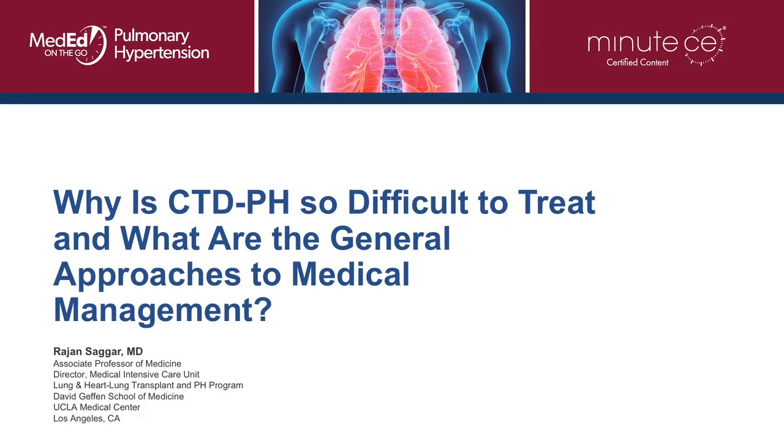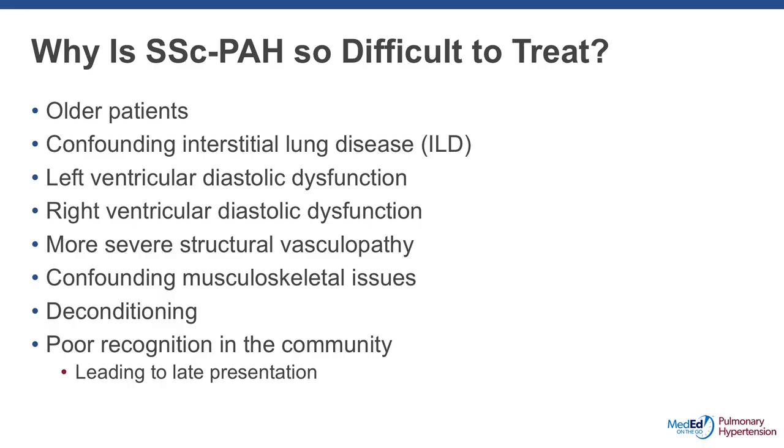The question in front of us today is, why is connective tissue disease pulmonary hypertension so difficult to treat, and what are the general approaches to medical management? So the difficulty in treating this entity really lies in the heterogeneity of the disease to begin with, and all the different mechanisms that lead to pulmonary hypertension in systemic sclerosis. And the other factors are the patient population itself and some of the comorbidities.